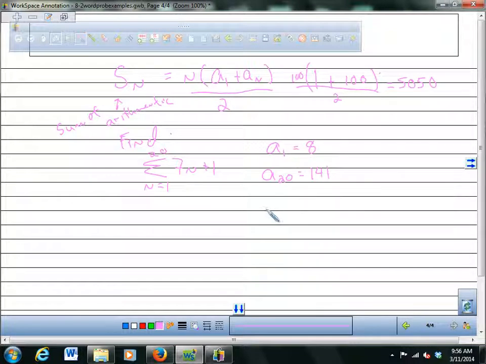So I'd go n, how many terms from 1 to 20? 20 times 8 plus 141, divided by 2. And I get 1,490. Isn't that nice and quick? You don't even have to plug it into your calculator. You could just use that summation formula. Easy enough?